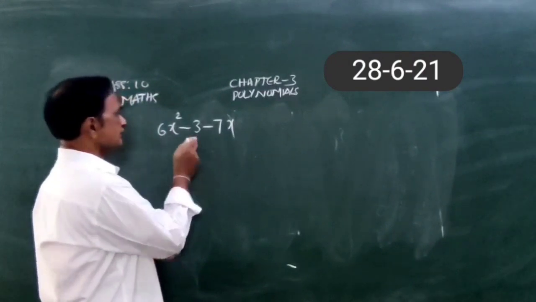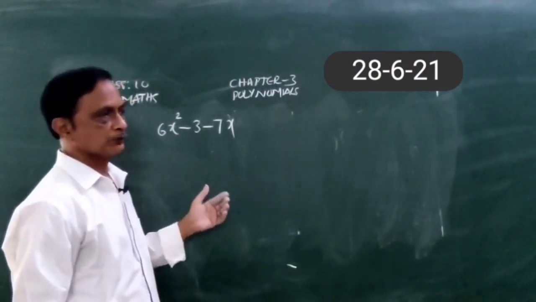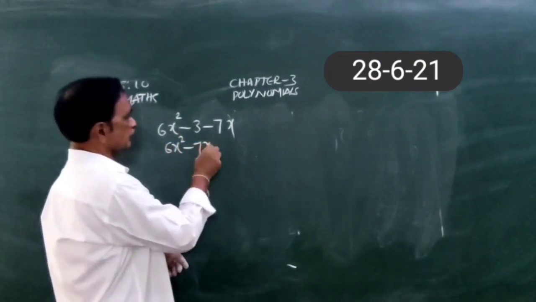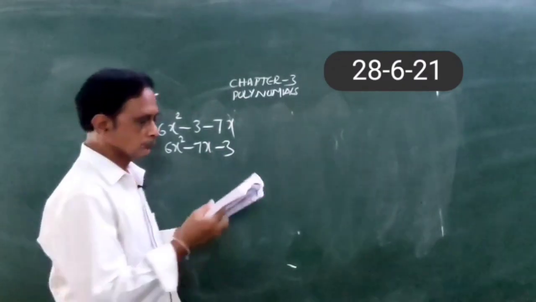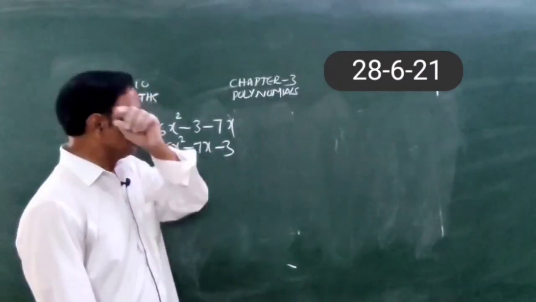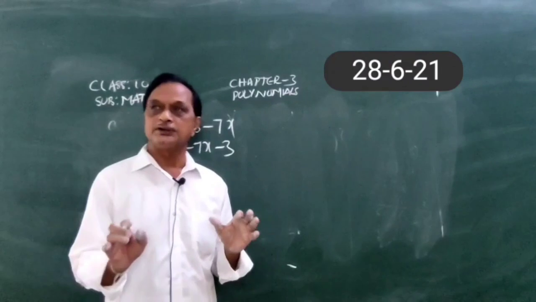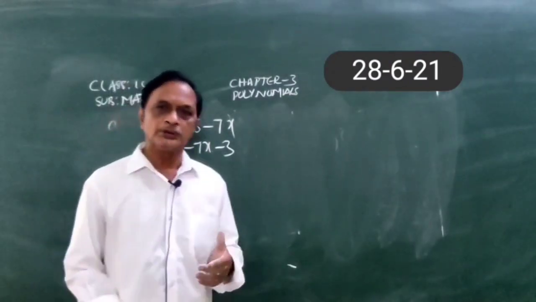So first of all, you write this in the standard form. It is not in the standard form. It is not in the form of ax square plus bx plus c. So 6x square minus 7x minus 3. 6 times 3 is 18. Negative or positive? Negative. Select two numbers whose product is equal to 18 and whose difference is equal to 7. What are they? 9 twos are 18.